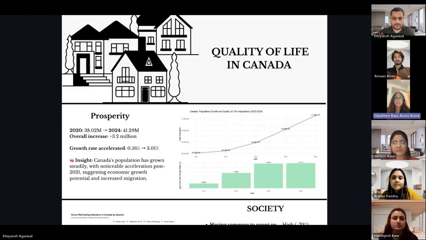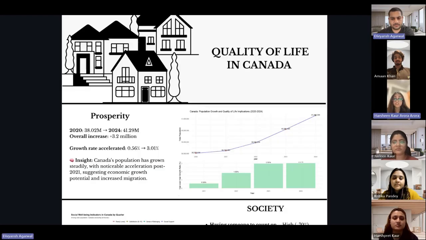This rise in population can be a strong driver for economic growth, for example GDP, as more people means a larger workforce and more consumers spending money. However, while this supports the economy, it can also impact quality of life if public services don't keep up.